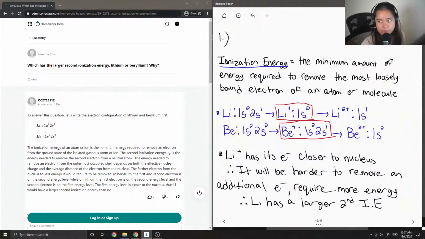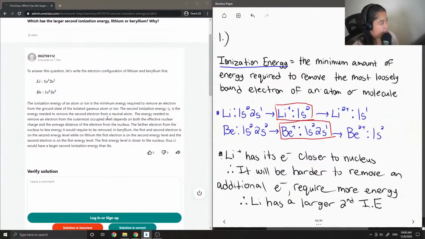Okay, so let's look at beryllium plus. If we were to remove one electron, its electron configuration is still 1s2, 2s1. So it's still pretty easy to remove another electron, so that means it requires less energy. So the beryllium will have a lower second ionization energy compared to the lithium.